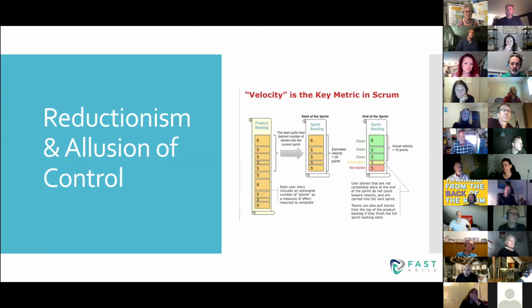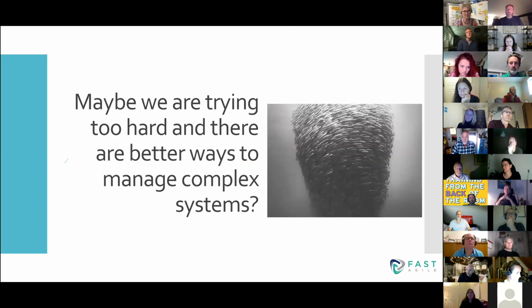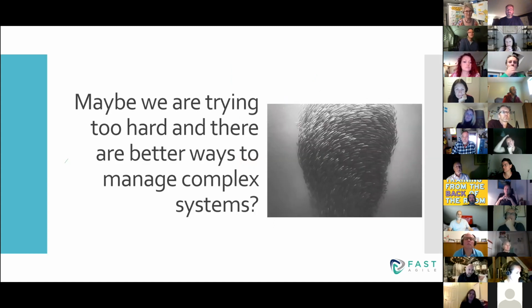So this idea of reductionism has given us an illusion of control. Hey, if I can size all of these things, now I know exactly when things are done, right? Here's a complete backlog, fully sized. Are those sizes correct and accurate? Of course they are. Is there anything going to change in there? Of course not. So maybe we're trying too hard, and there are better ways to manage complex systems.